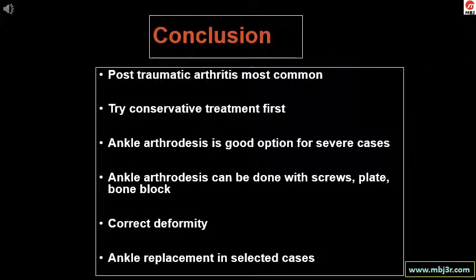Conclusion: post-traumatic arthritis is the most common cause. Try conservative treatment first in all cases. Ankle arthrodesis is a good option for severe cases. Ankle arthrodesis can be fixed with screws, plate, bone block or external fixation. Correct the deformity if possible for successful ankle arthrodesis. Ankle replacement should be tried in selected cases.